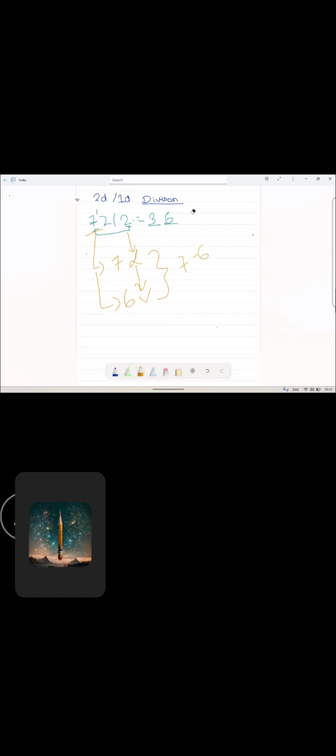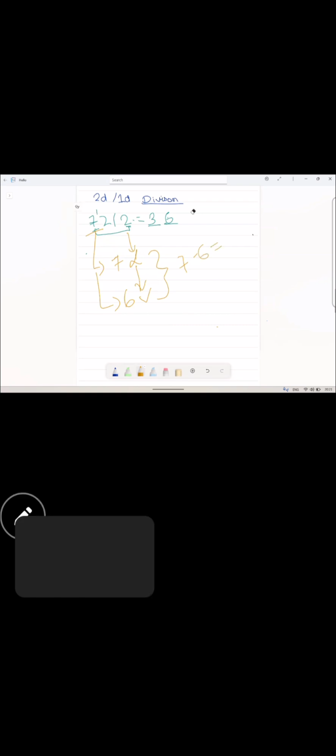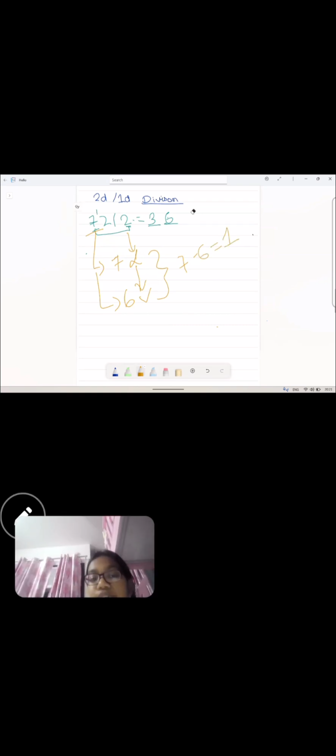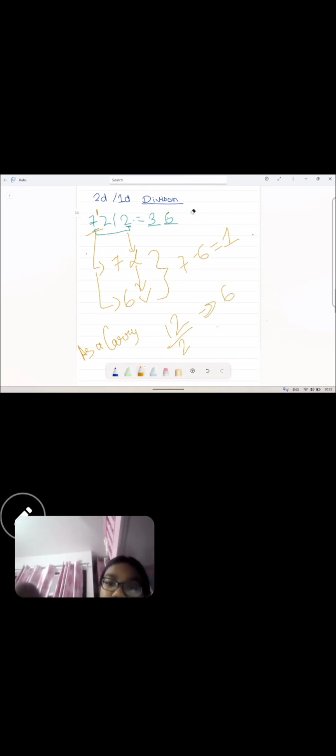Then we have subtracted 6 from 7. That comes to 1. We will take it as a carry here. Yes, as a carry here, we have taken it. So it becomes 12 instead of 2. Now 12 divided by 2 is equal to 6. So we have written 6 here. Okay?